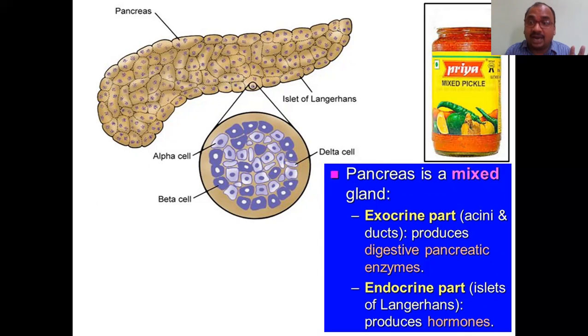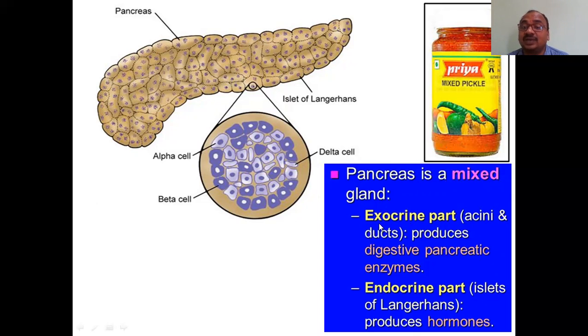In the body, there are a number of endocrine glands and a number of exocrine glands. But there is only one organ which consists of both an exocrine part and an endocrine part. That's why it is called a mixed gland. Very, very important. It has appeared many times in competitive examinations. That's why I made a mixed pickle here: mango pickle mixed with lemon pickle. Like that, mixed pickle. So pancreas is a mixed gland.